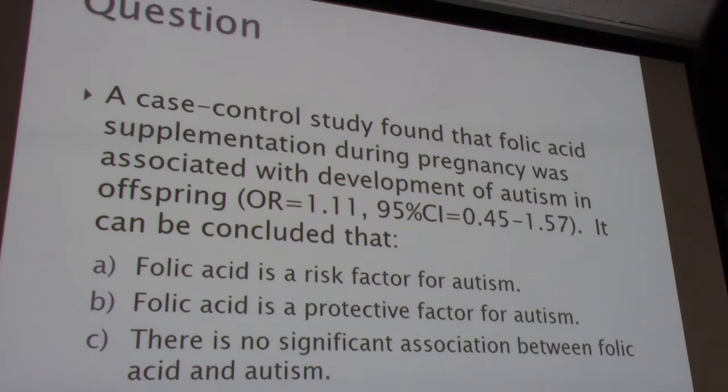In this example, we did a case control study about folic acid supplementation during pregnancy and looked at development of autism, and we calculated this odds ratio. So an odds ratio of 1.11 with a confidence interval of 0.45 to 1.57. Would you conclude that folic acid is a risk factor for autism, protective factor, or that there's no significant association? No, right? Because that crosses 1.